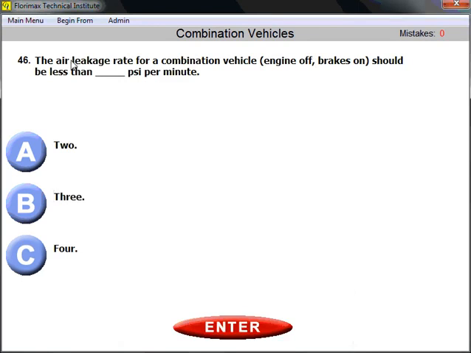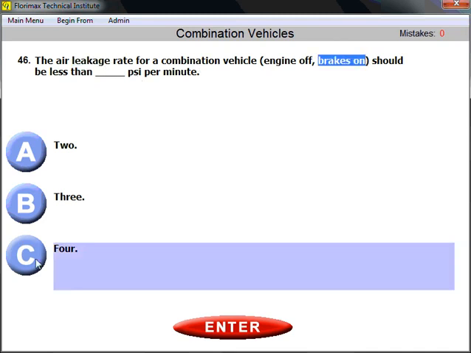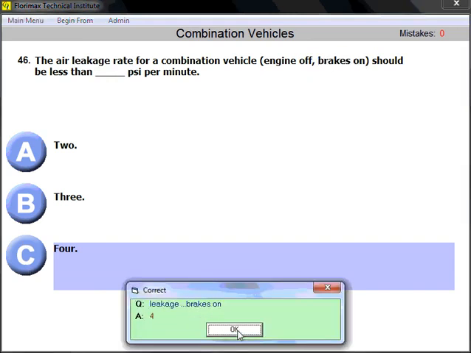Question number 46. The air leakage rate for a combination vehicle's engine off, brakes on, should be less than how many psi per minute? 4. Remember, when you read brakes on, that means 4. In the previous question, you were asked with the brakes off, and with the brakes off the leakage rate would be 3. But here, the leakage rate with the engine off and brakes on is 4. Okay, very good.